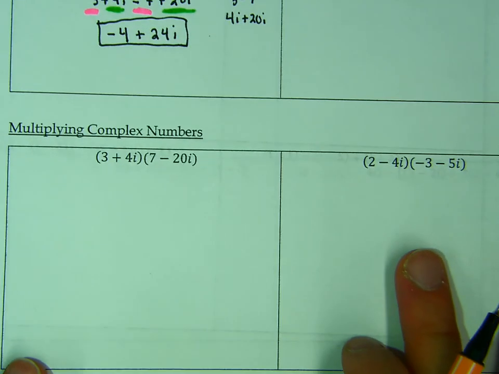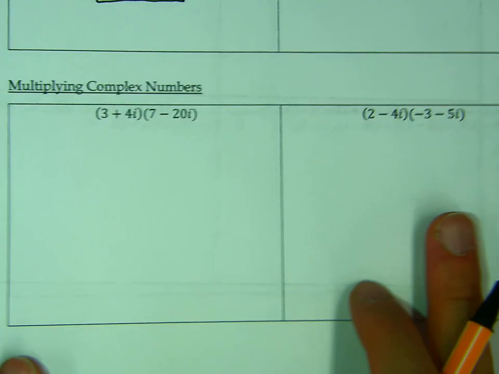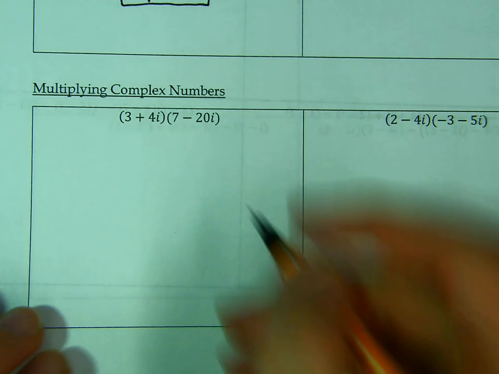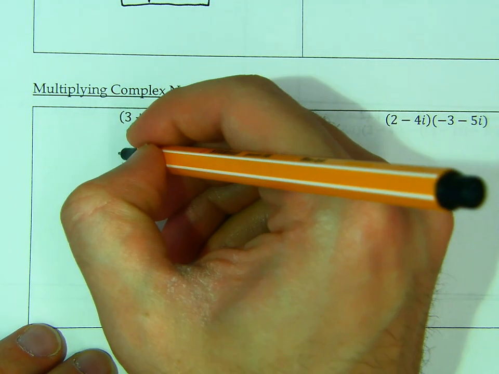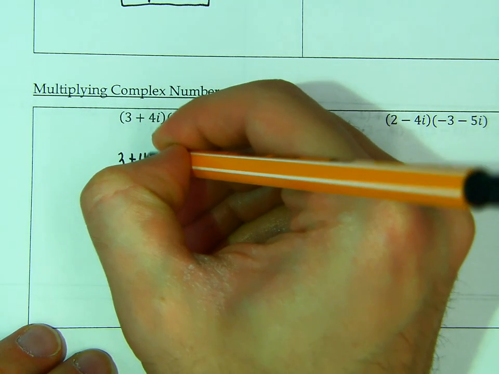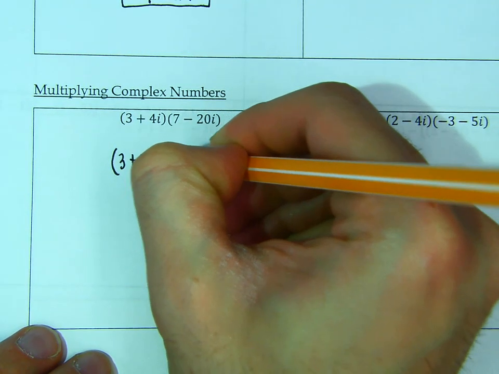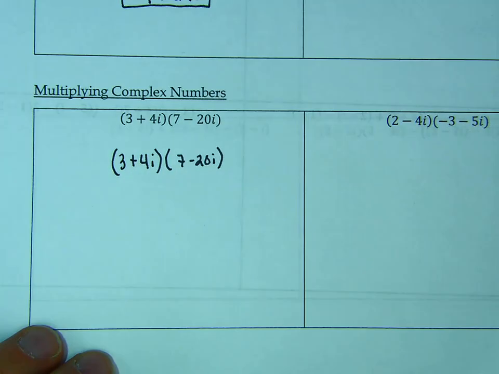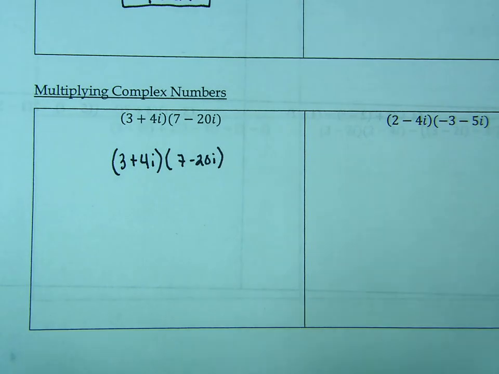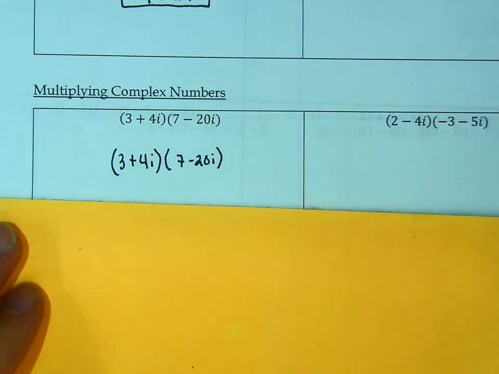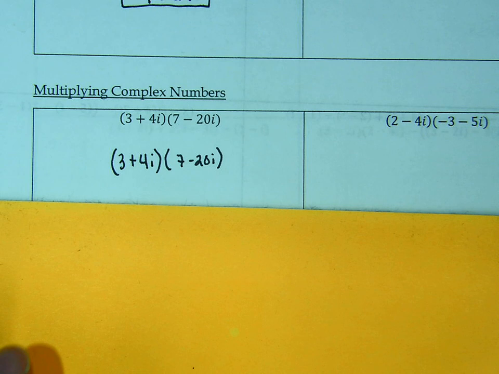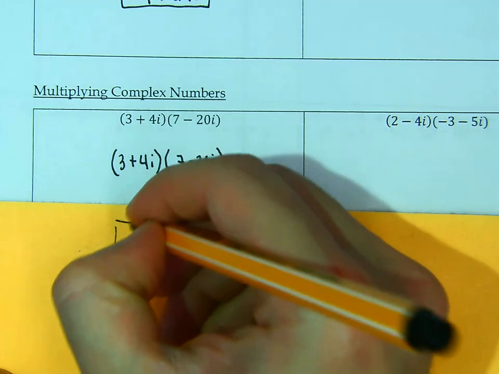Okay, multiplying complex numbers. Let's take a look. This is not too bad. So here, what we could do is write it again, because I realized I should have given you space. Now, what is the operation we're doing here? We're going to multiply. So how do we multiply two binomials? Let's remember the idea of FOIL.